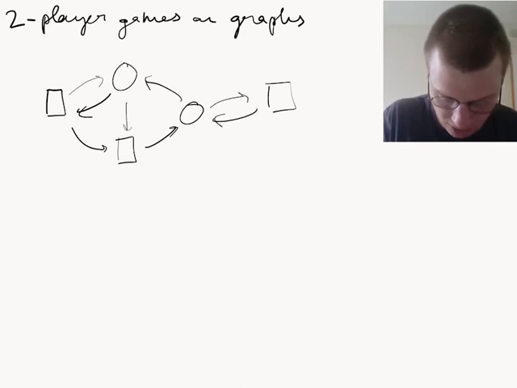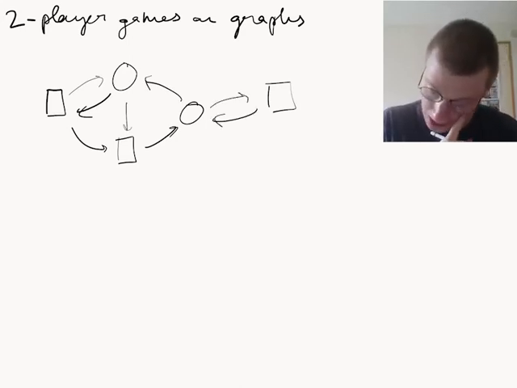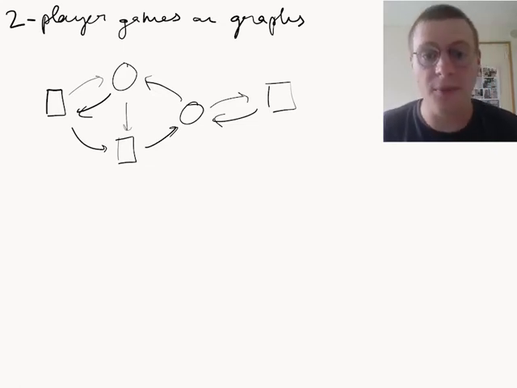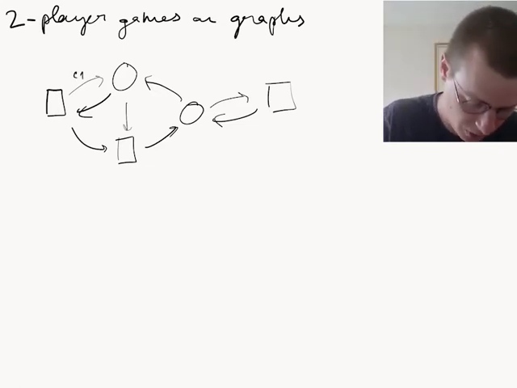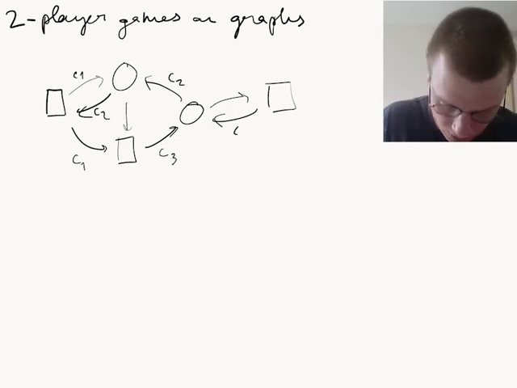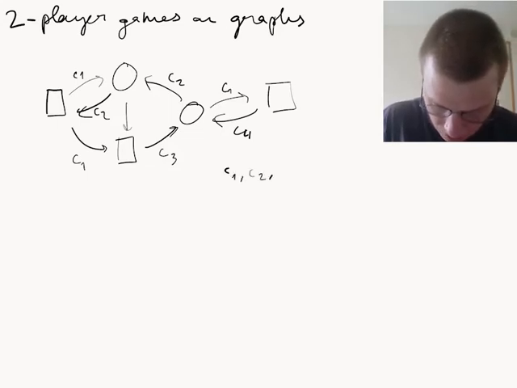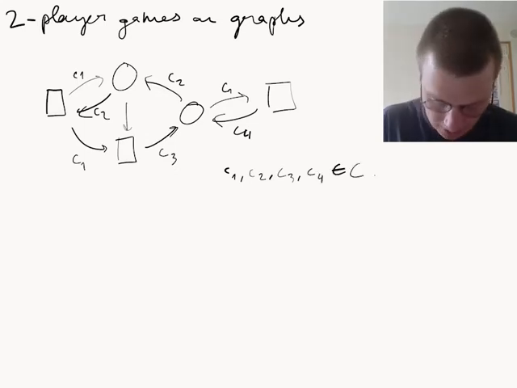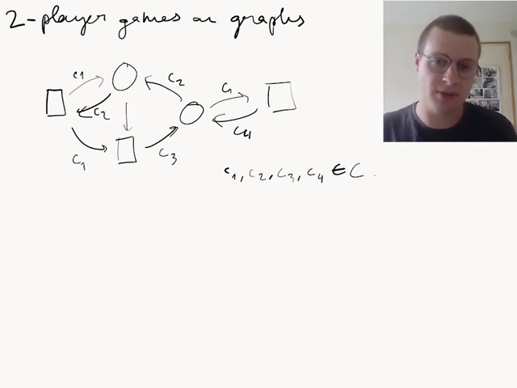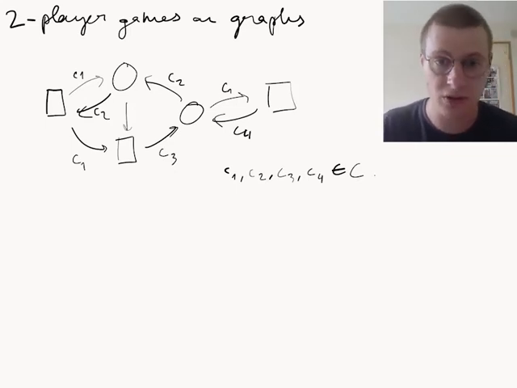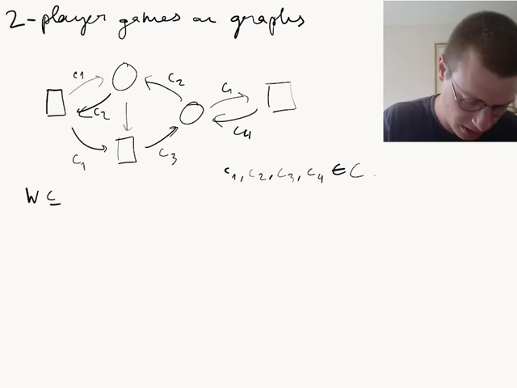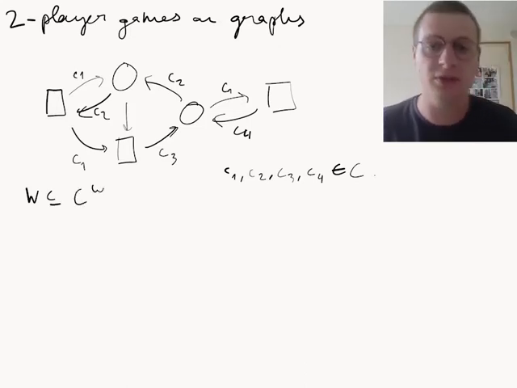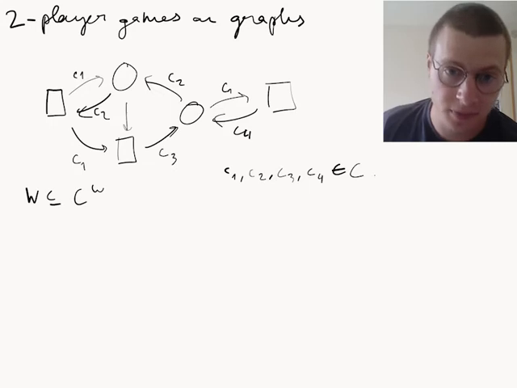I'm just writing some random game here. Now the edges are labeled by some colors. So I'm going to use C1, C2, this is C1 again, and so on. These are colors, and they belong to some given finite set C. And also I should specify a winning condition, W. W is a subset of C to the omega, so infinite words over C.